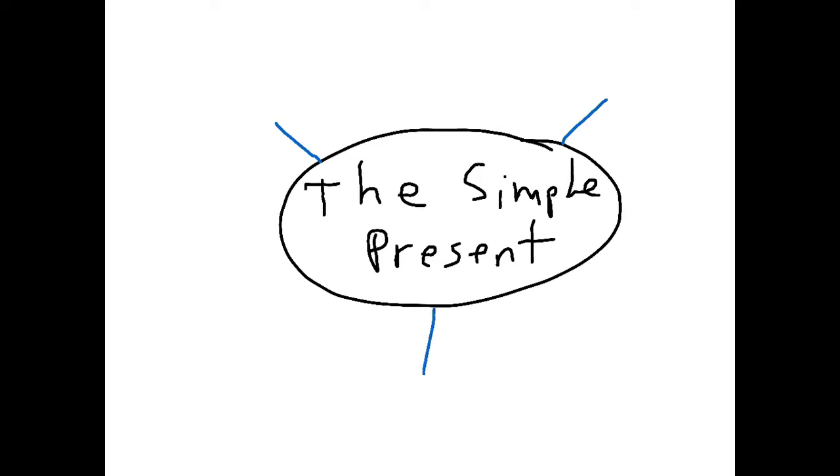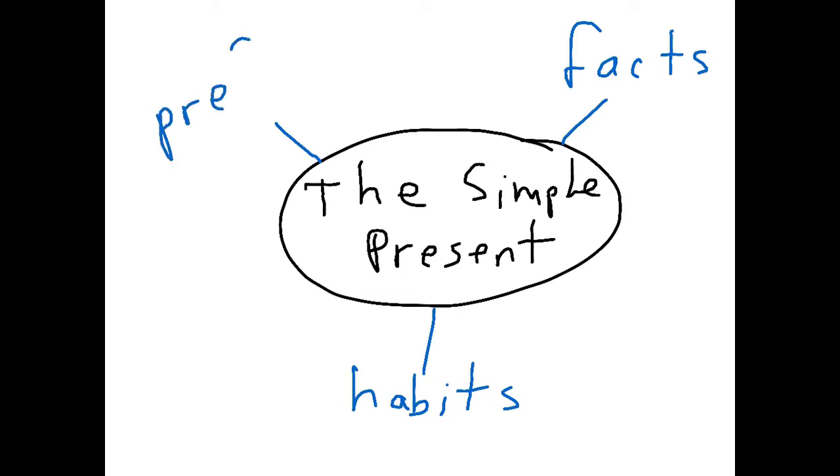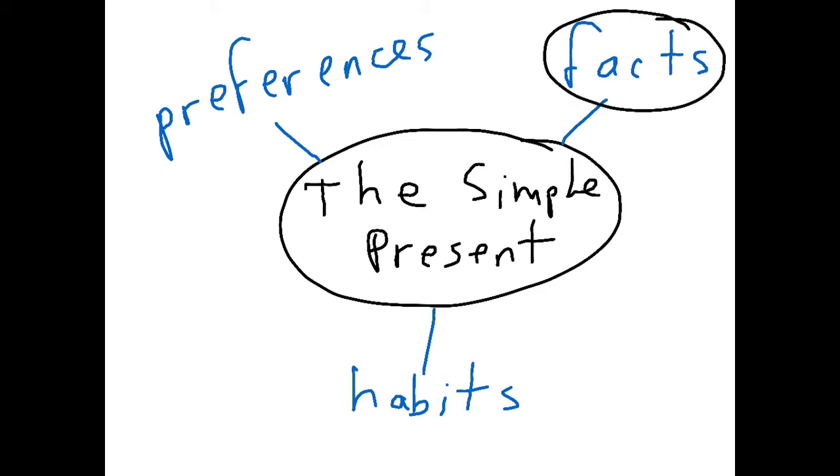One of these reasons is for habits, facts, and finally preferences. Let's start with facts. Facts are things that do not change or are always true. So here I'll give you an example of a fact and also analyze how the simple present is formed.